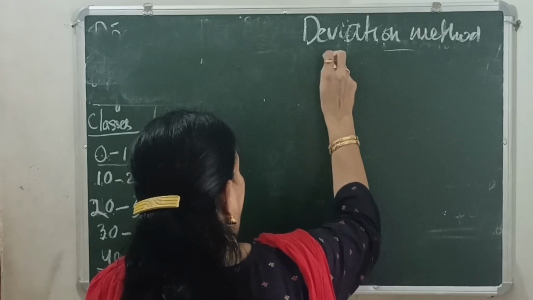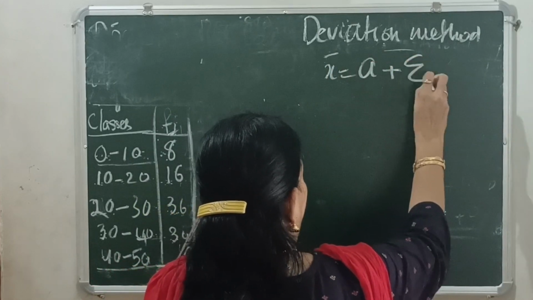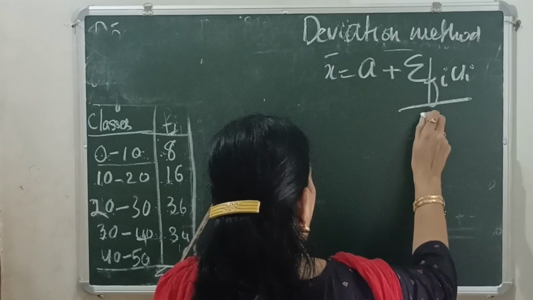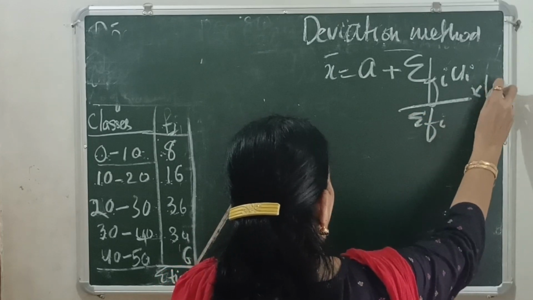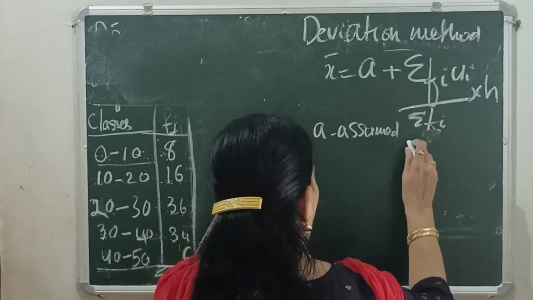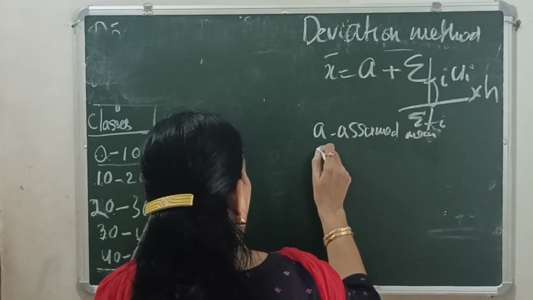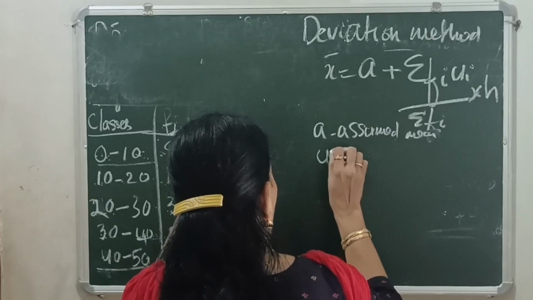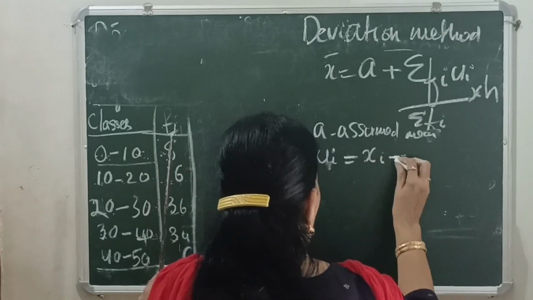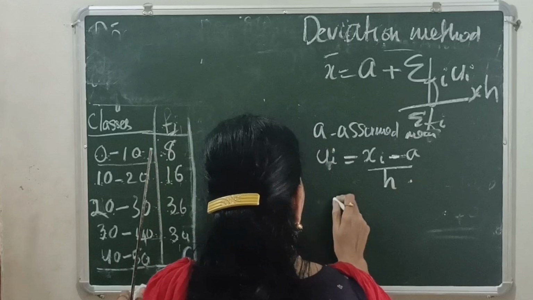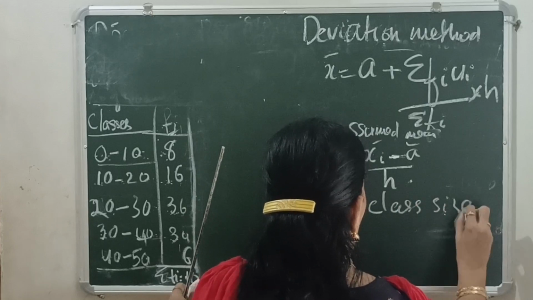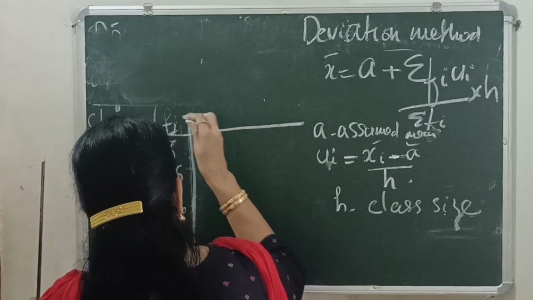Deviation method. X bar equal to A plus sigma fi ui divided by sigma fi into h, where A is the assumed mean, ui equal to xi minus A by h, A is the assumed mean, xi is the class mark, h is the class size or class width.